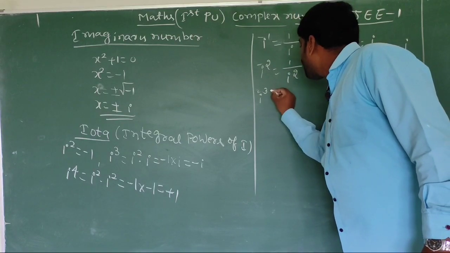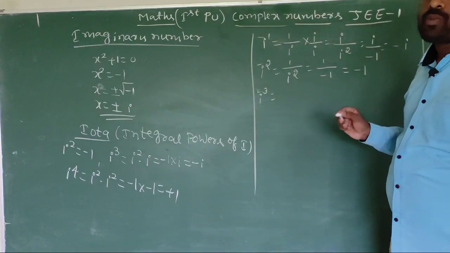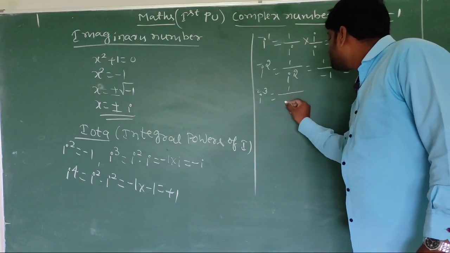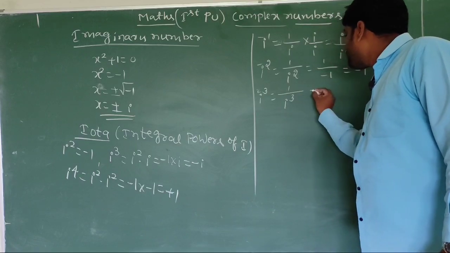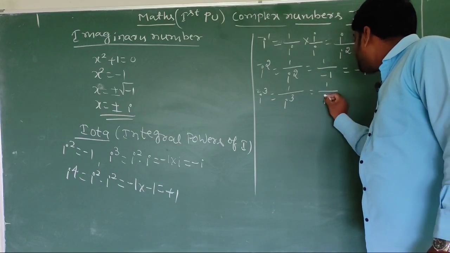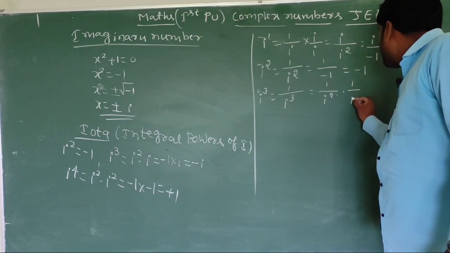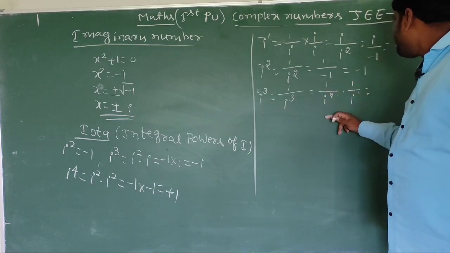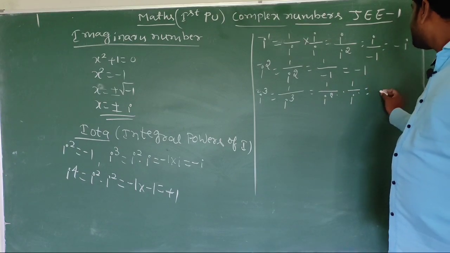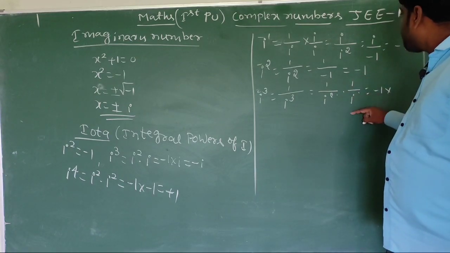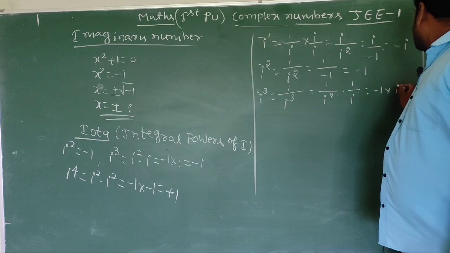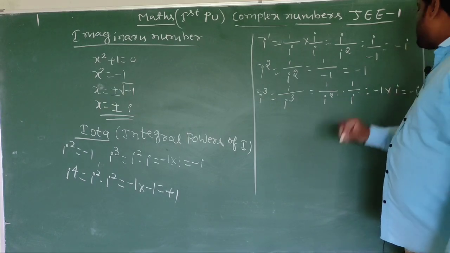Similarly, i to the power of minus 3 can be written as 1 divided by i cube. This can be written as 1 divided by i square into 1 divided by i. So 1 divided by i square is minus 1, and 1 divided by i is i. So minus 1 into i is minus i.